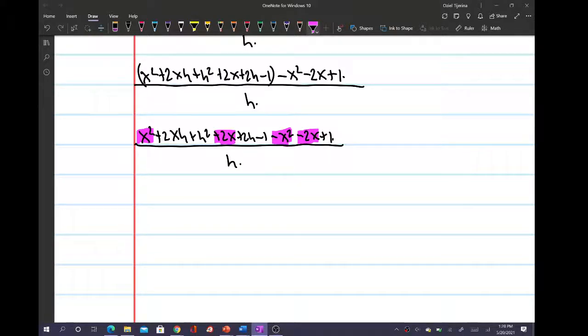And then, so any terms that cancel out basically. And then we also have a negative 1 and a positive 1 here. Okay. So lastly, these two cancel out, these two cancel out, and these two cancel out. So let's bring everything together. We have anything that's left here, so 2xh plus h squared plus 2h all over h.